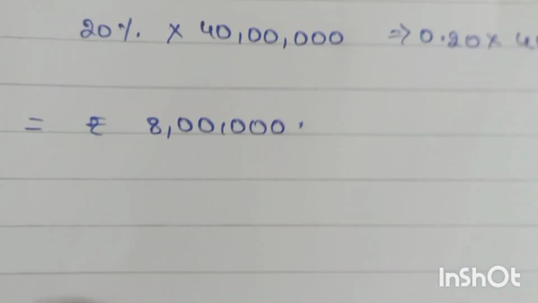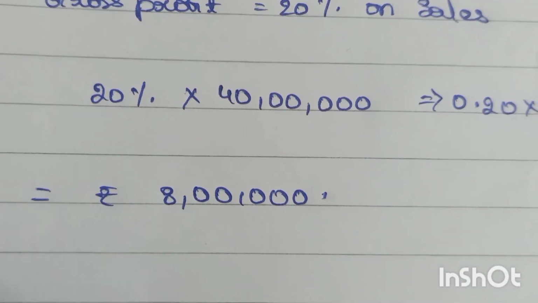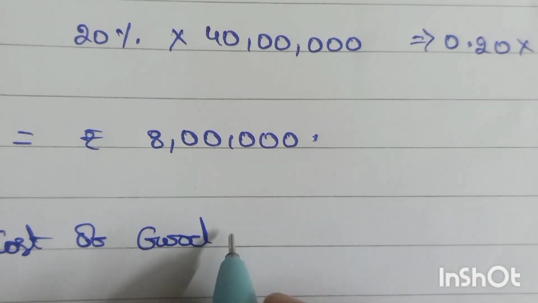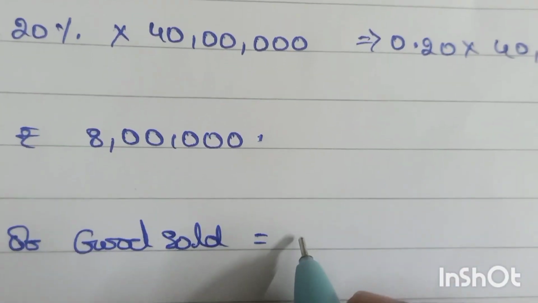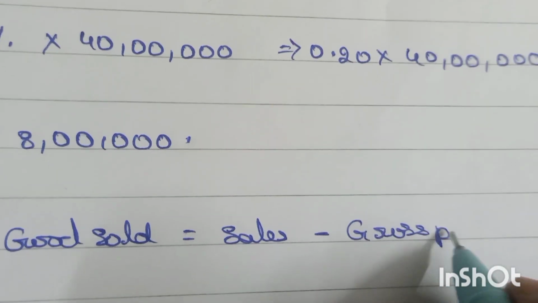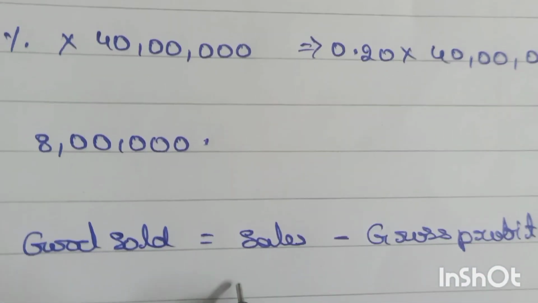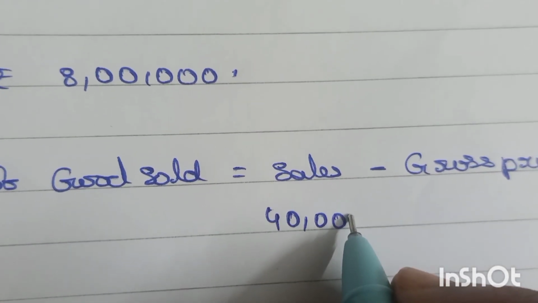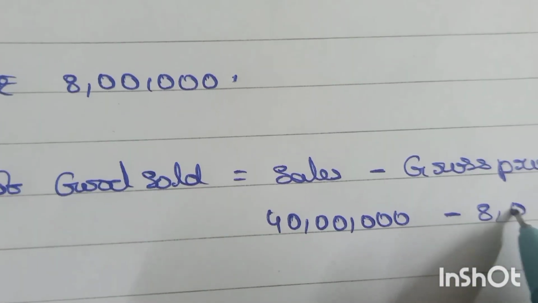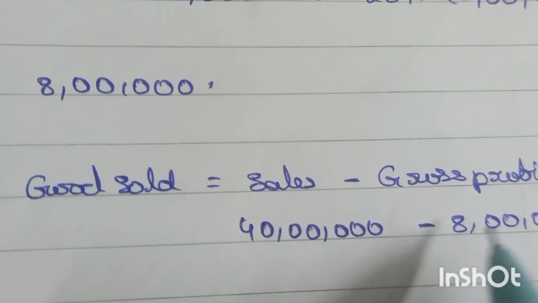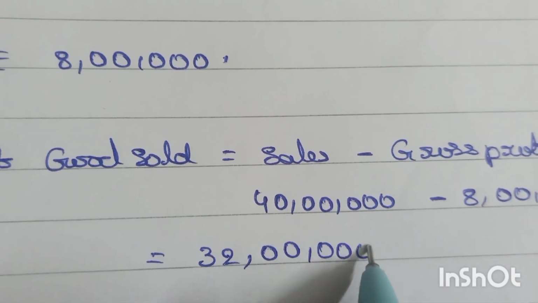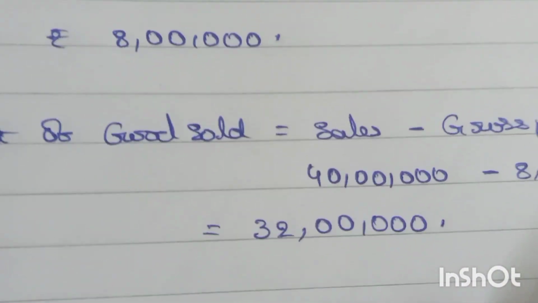Now, what is the formula for the cost of goods sold? Therefore, the cost of goods sold is equal to sales minus gross profit. Sales we already know is 40 lakhs. 40 lakhs minus the gross profit, which is 8 lakhs. Now we have to see the difference, then we get 32 lakhs. So the cost of goods sold is 32 lakhs.